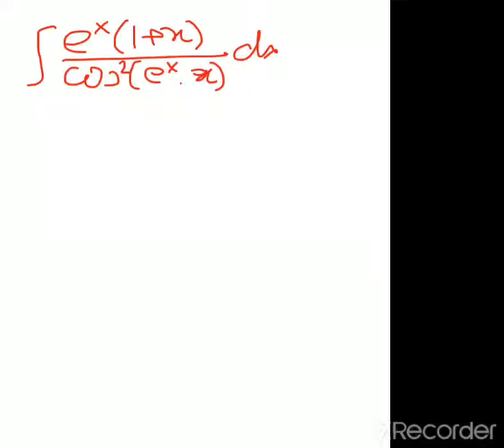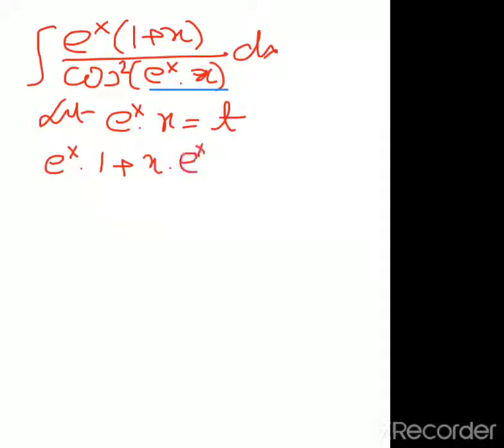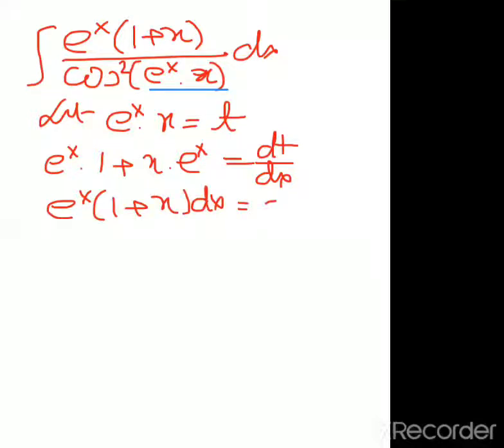First of all, we need to suppose. So I'm supposing this part as t. Let e to power x into x equal t. Differentiating both sides, the first function e to power x, differentiation of x will be 1, plus x in differentiation of e to power x will be e to power x, equals dt upon dx. E to power x I'm taking common, it will become (1 + x) dx equals dt. So too simple it is.